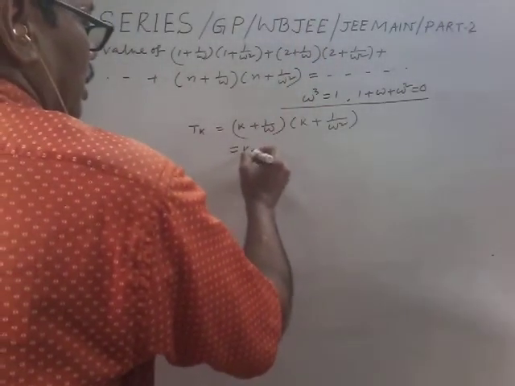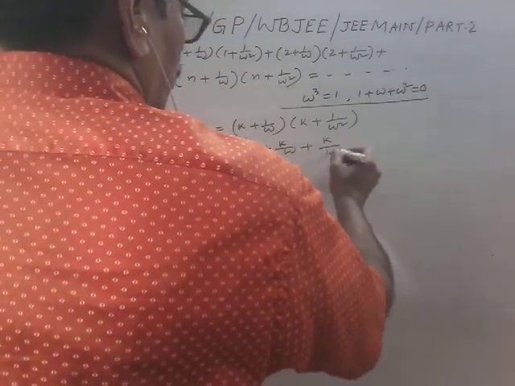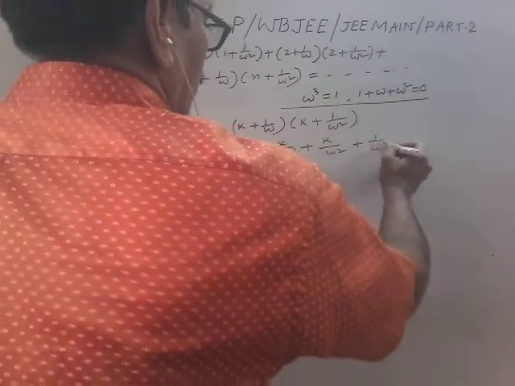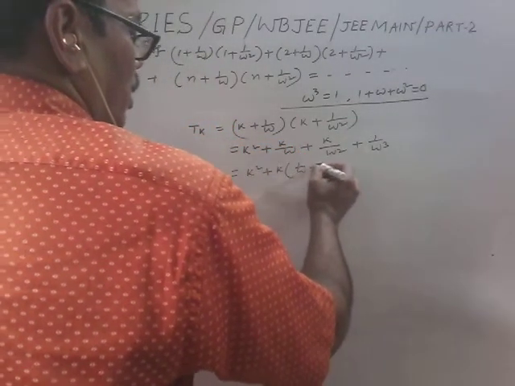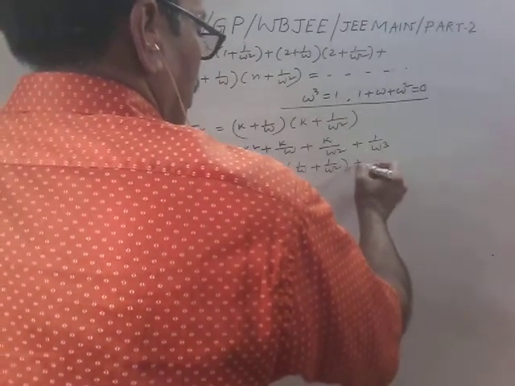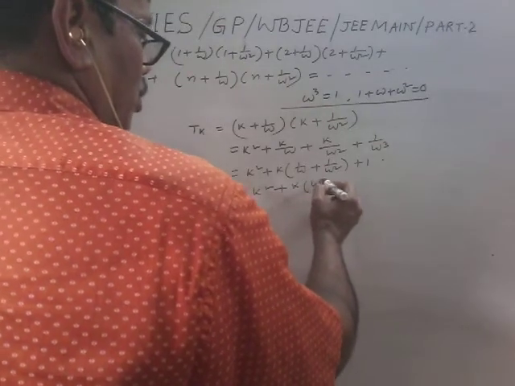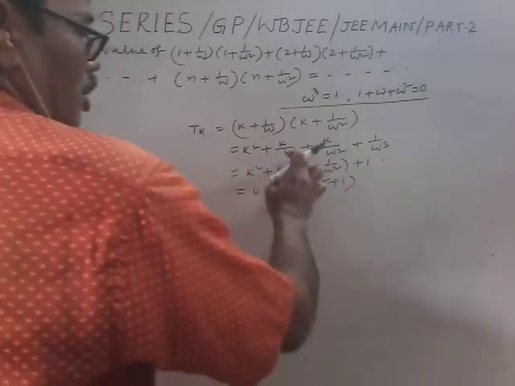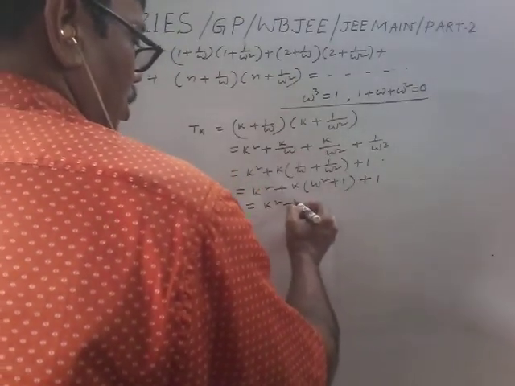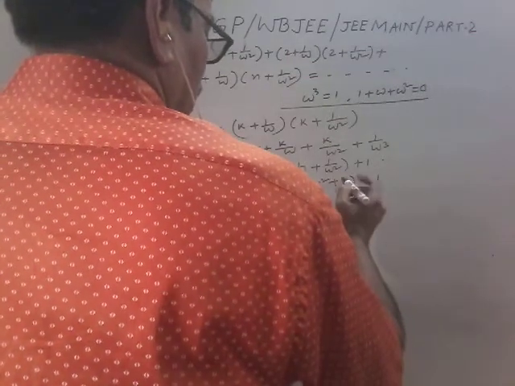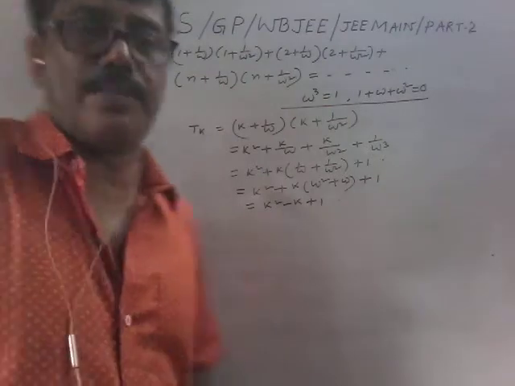So multiply: k square plus k by omega, k by omega square, 1 by omega cube. So k square, k common, 1 by omega, 1 by omega square, this is again omega. So k square, k, this is omega square, this is 1, and 1 equals omega cube. So what we are getting? k square minus k plus 1. So this is tk.